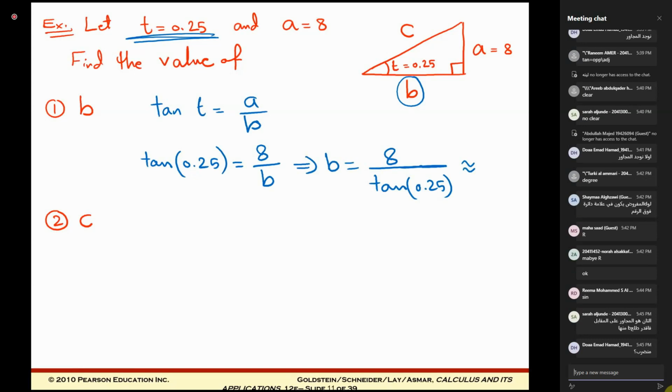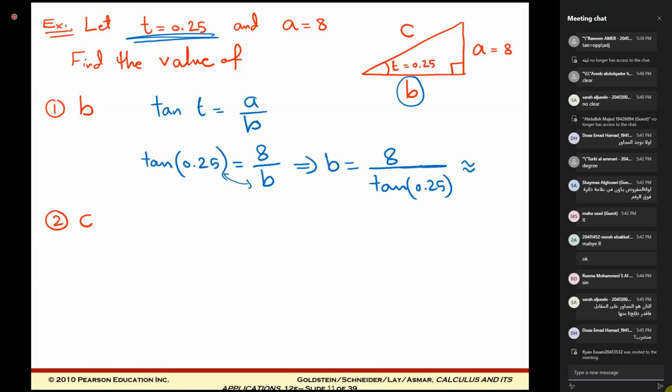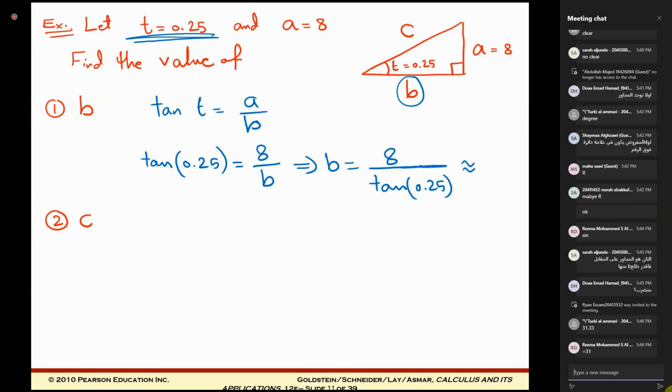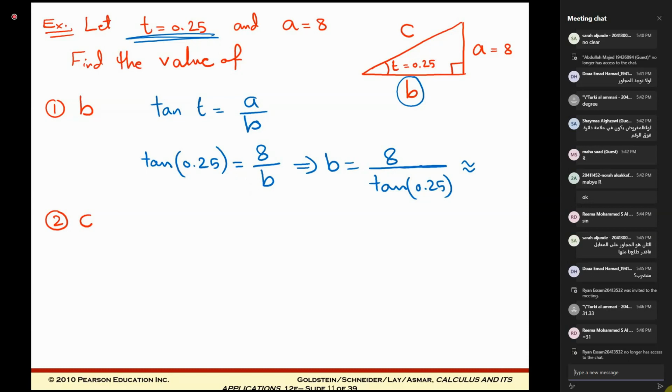We multiply and divide, as if we swap the numerator and denominator. Okay, Doaa. Excellent, Sara. What's the value? You must check your calculator is in radian. So what's the value of 8 over tan 0.25? What's the value of B?